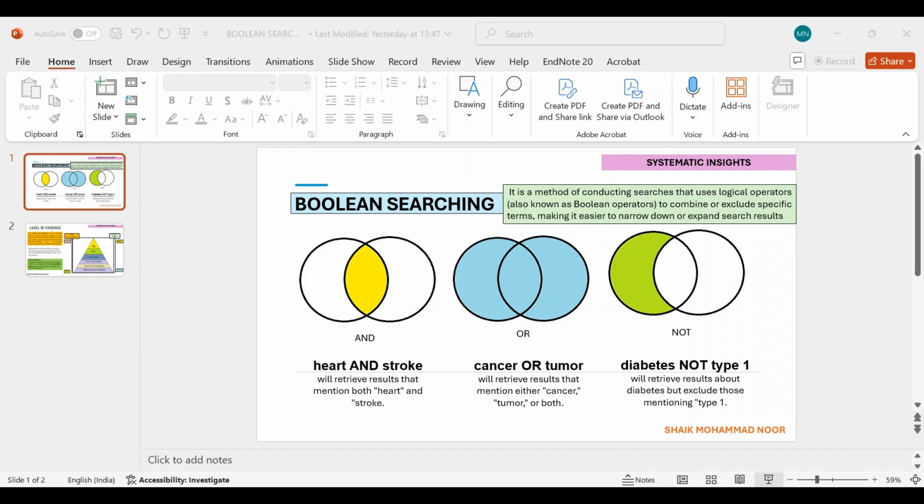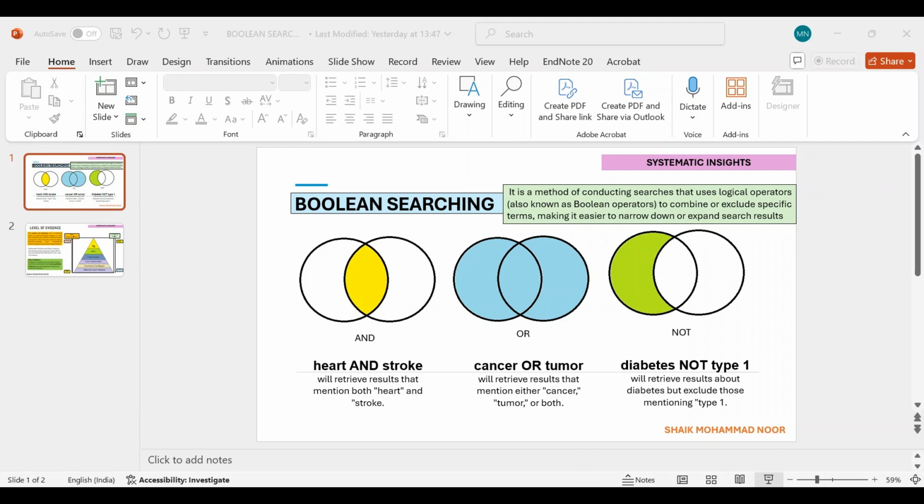It's very clear that we have three different types of Boolean operators, which are AND, OR, NOT. This simplifies Boolean searching.